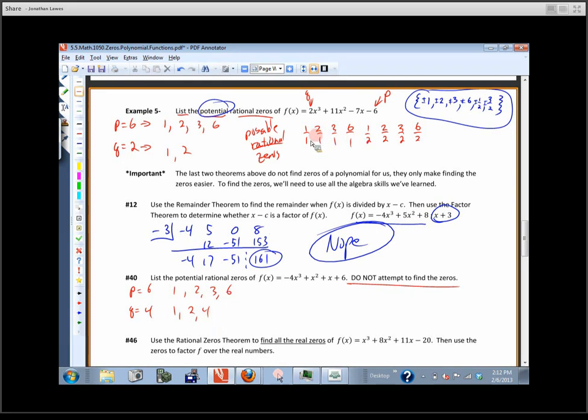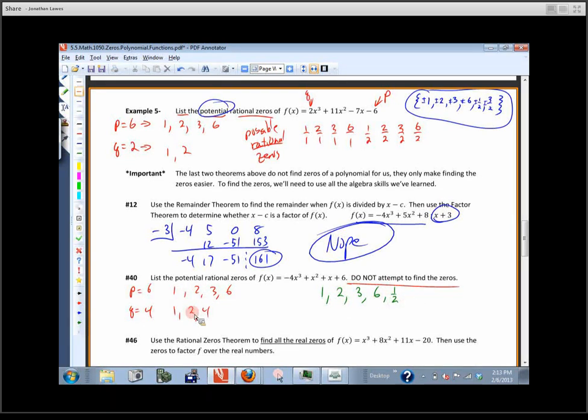Now, I'm not going to bother writing every one of these fractions. That gets a little bit silly. If I take 1, 2, 3, and 6 and put it over 1, what do I get? 1, 2, 3, and 6. So I'm going to write 1, 2, 3, and 6. And then I'm going to use my head just a little bit. 1 over 2, 1/2.